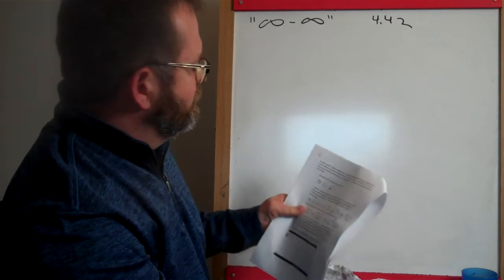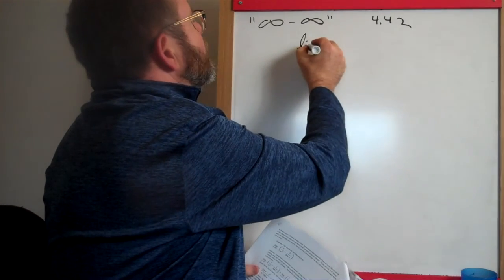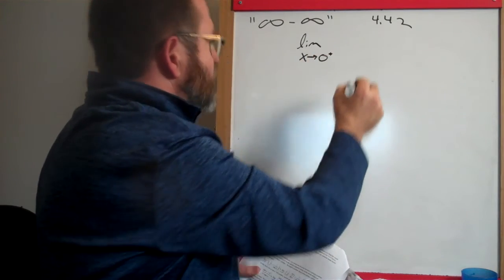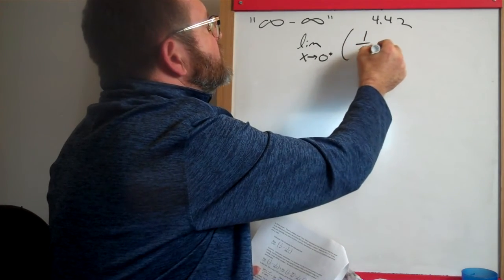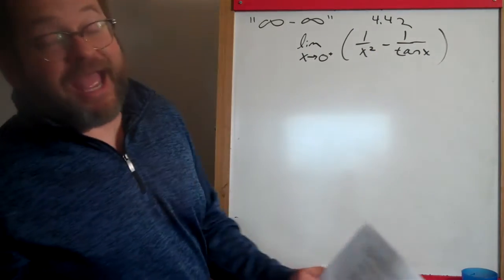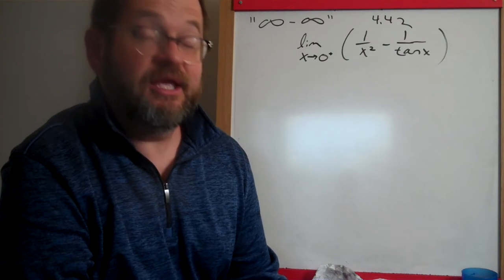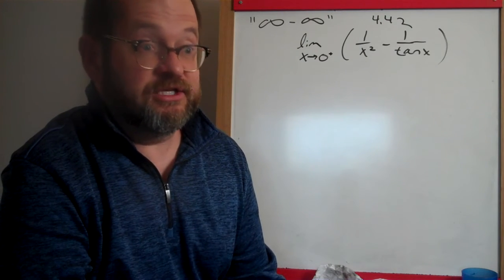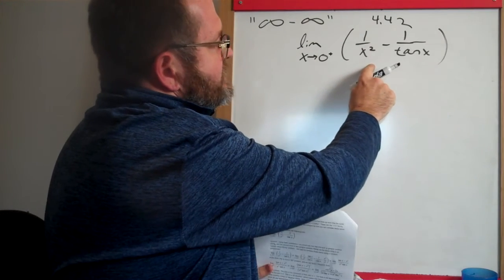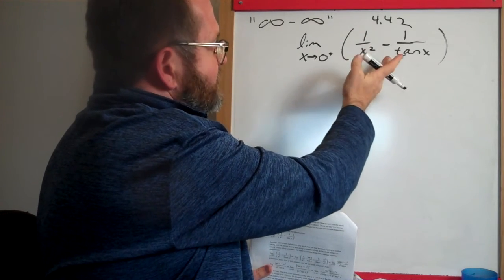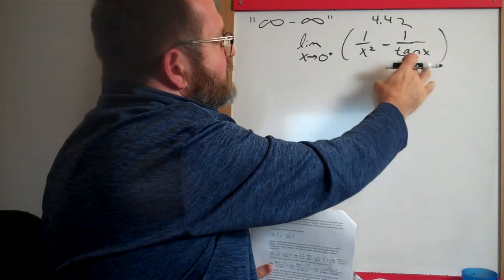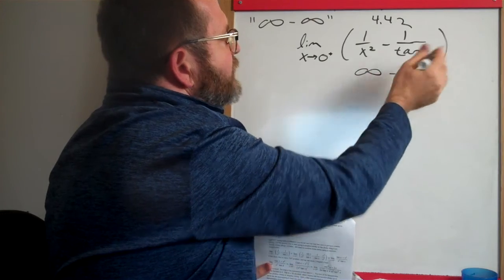This is 442 in your book. And it's asking about the limit as x approaches 0 from the right of the function 1 over x squared minus 1 over the tangent. Well, again, as should always be your guess when you're doing problems that involve limits, try direct substitution. Well, 1 over 0 squared is 1 over 0, it's infinity, minus 1 over tangent. Tangent of 0 is 0, so you've got an infinity term minus an infinity term here.